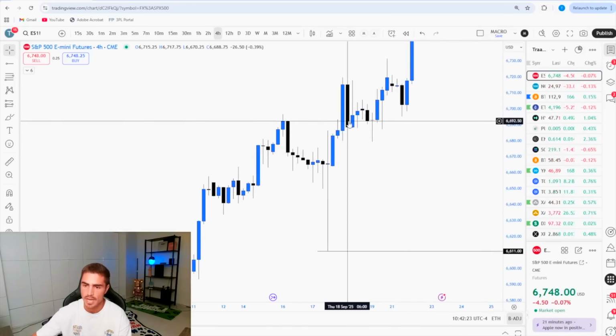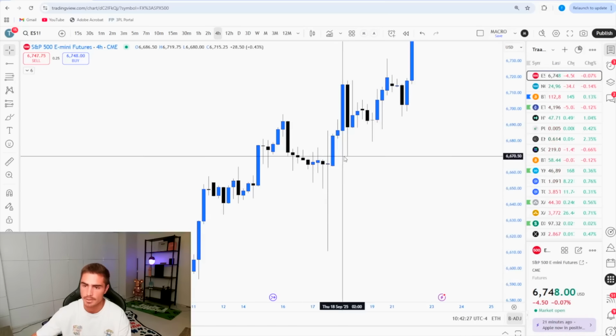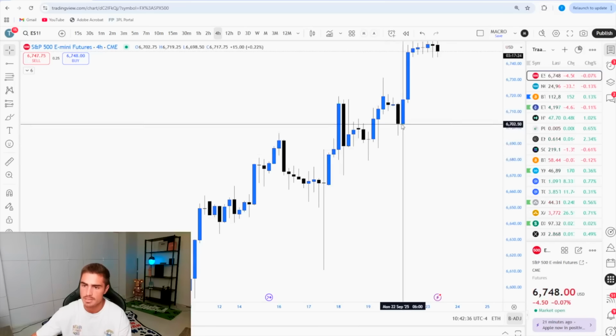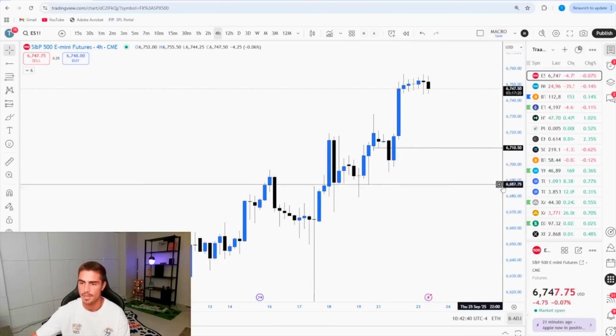From there, we have a move down, then a move up. Awesome. Now this is the low that we're monitoring. Do we break this? Move down, then a move up. Awesome. Now this is the low that we're monitoring. Move down, then a move up. Now this is the low that we're monitoring. And then boom, we finally get a break of structure to the downside right here.